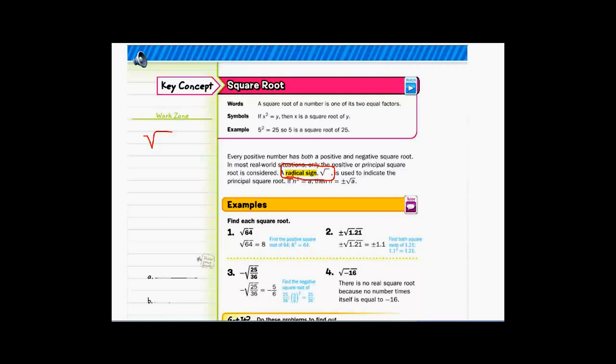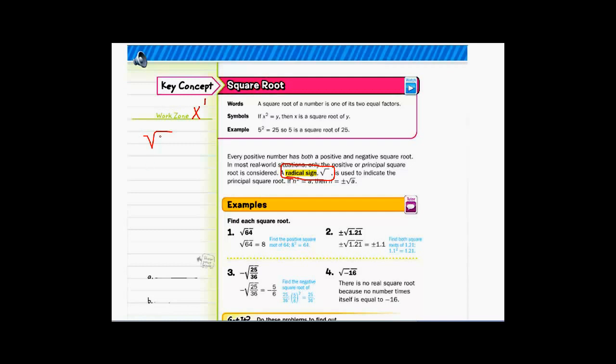So a radical sign. And if it does not have a number up here, it's assumed to be a 2. Just like with an exponent, a variable, whenever it doesn't have an exponent, you assume it's a 1. So anytime you see a radical sign with no number here, you assume that is a 2.